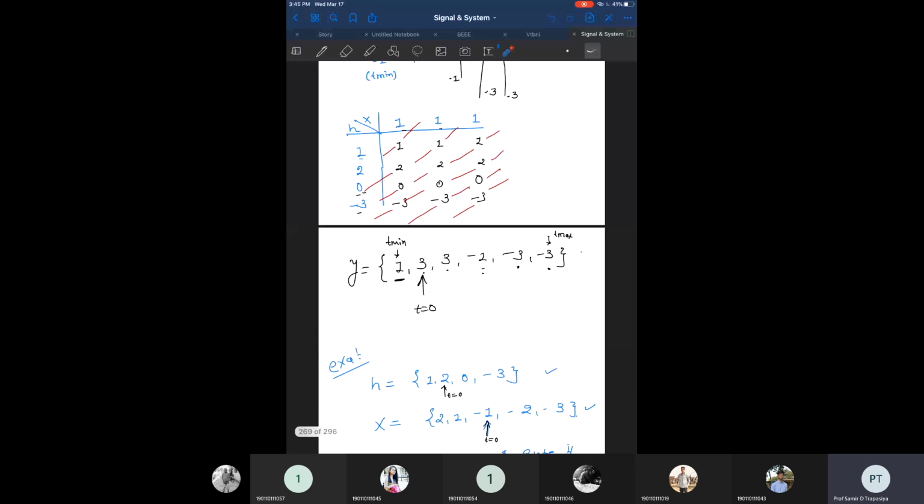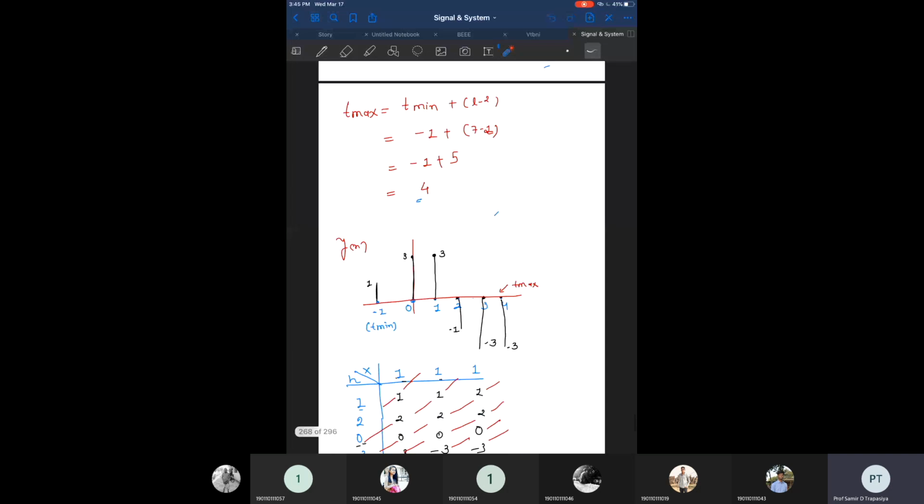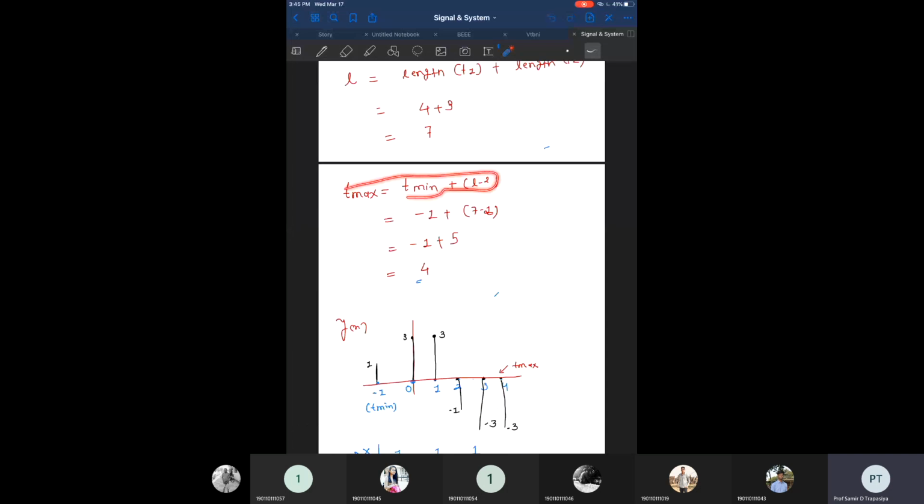So what is the reference point? The next point is the reference point because it is located at t is equal to 0. So we saw that. And what is the T maximum? T maximum is T minimum plus L minus 2. So if you follow this formula, T max can be obtained as 4.